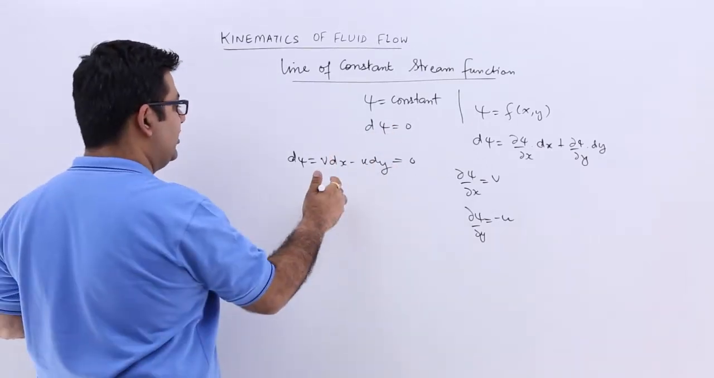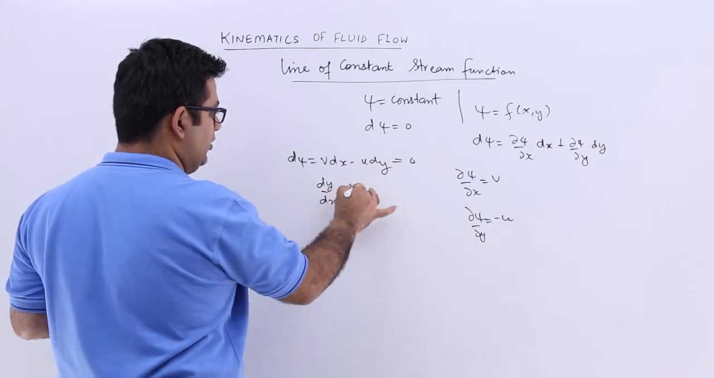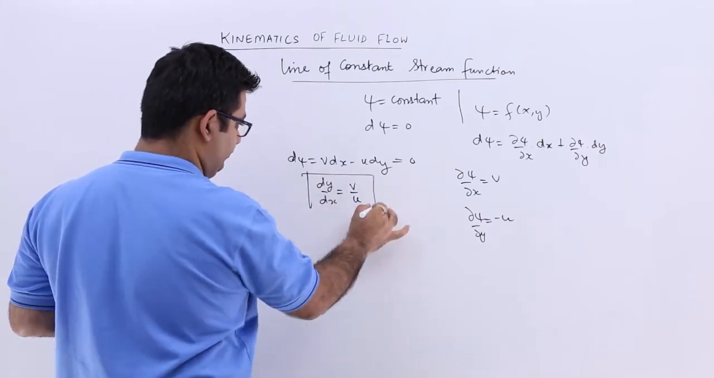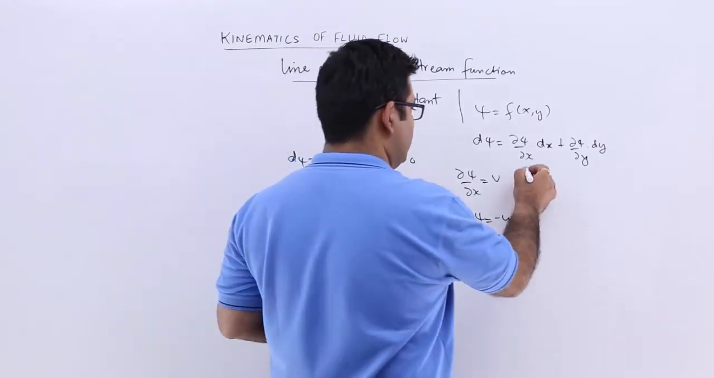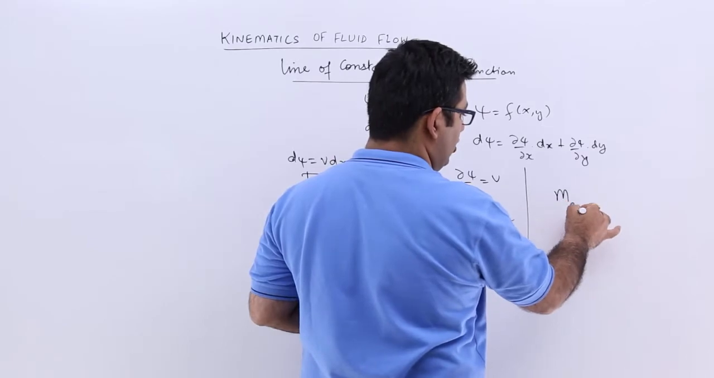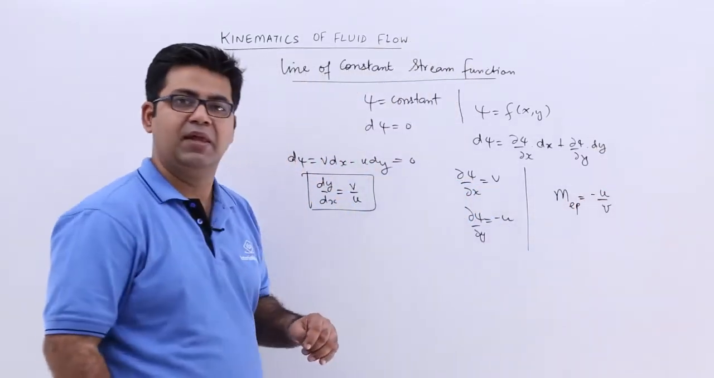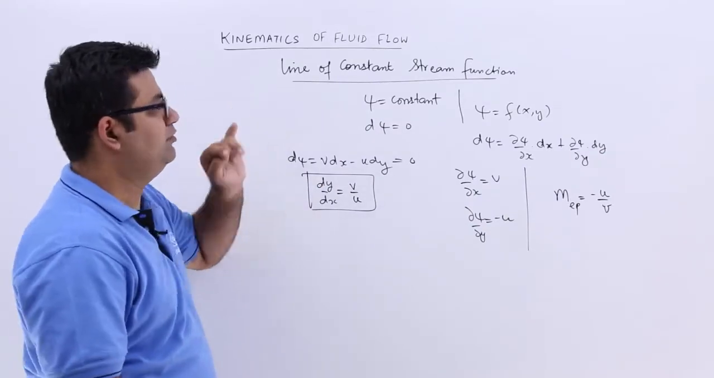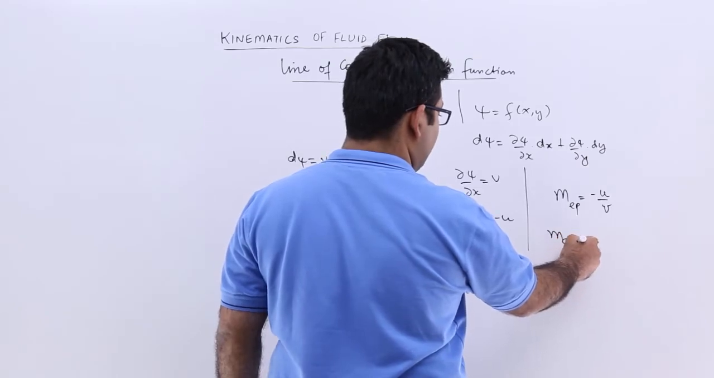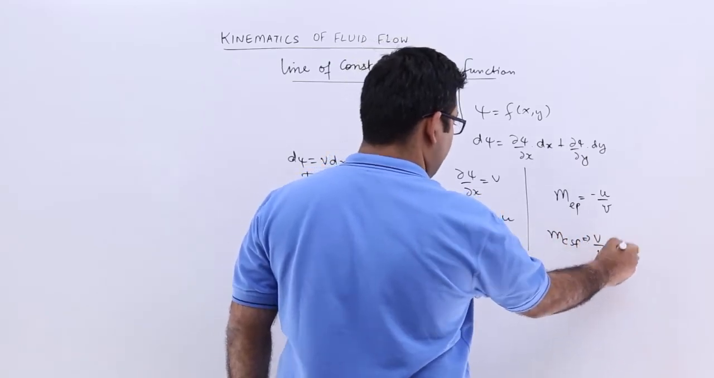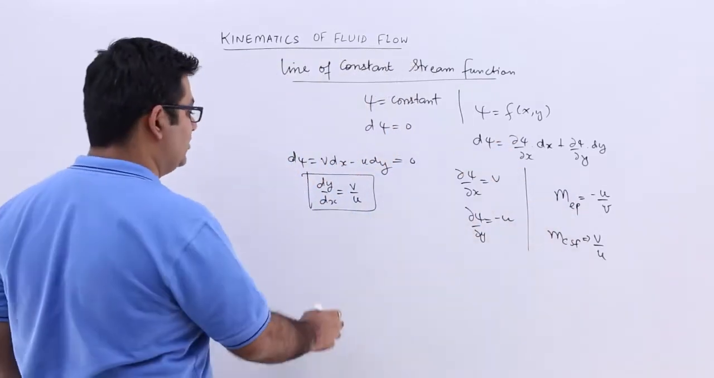So from here I can find out the value for dy by dx, and that would give you v upon u. Okay, now let's go back to the EP line, that is the equipotential line. The slope of the EP line was minus u upon v, and the slope of the constant stream function line is equal to v upon u. So if you multiply these two slopes, you get a value minus 1.